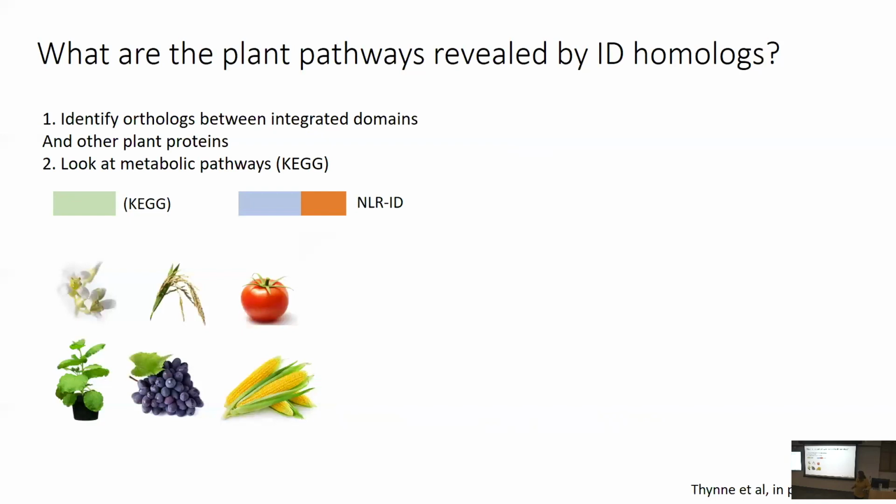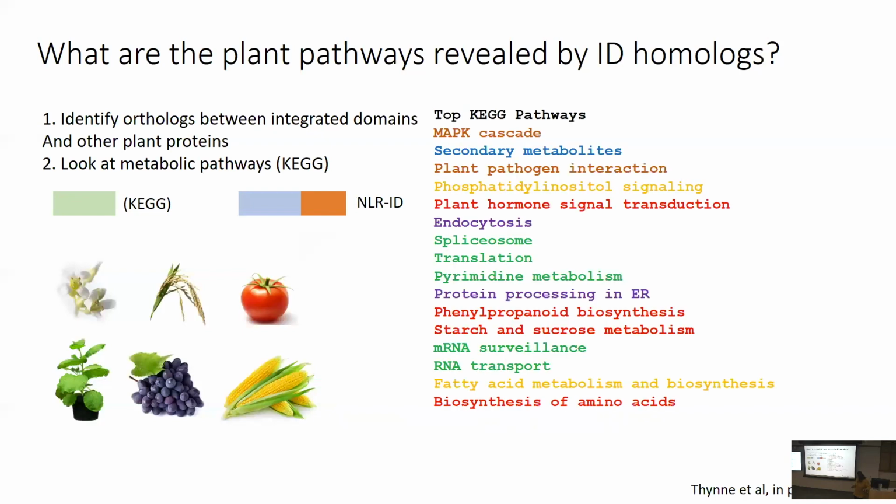So we did a KEGG analysis looking at the homologs of those integrations. And we found, of course, plant pathogen interaction and MAP kinases on top of it. But we also found quite a number of metabolic pathways, and I talked a little bit about that yesterday, that are enriched in those integrations. Meaning these are plant cellular pathways monitored by plant immunity and likely modified by the pathogens.